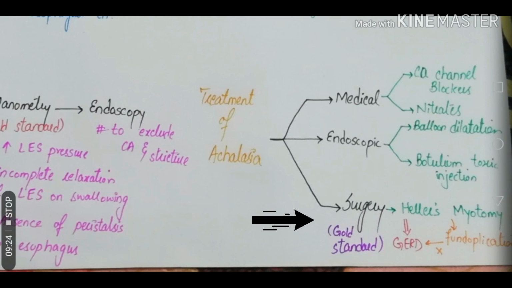The gold standard for achalasia is surgery, Heller's myotomy. Along with fundoplication, if Heller's myotomy is done alone, there are great chances that patient can develop GERD. So to overcome this complication, fundoplication is also done.